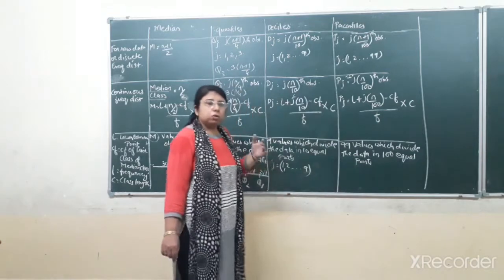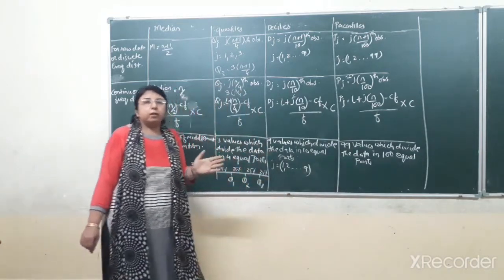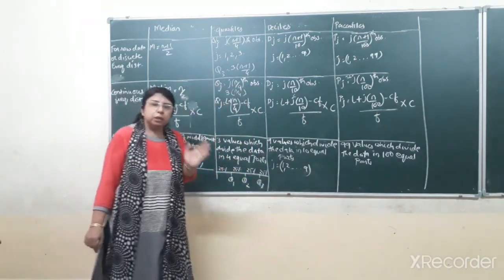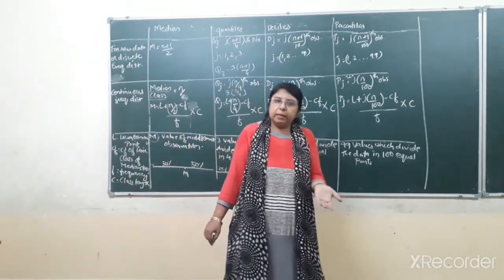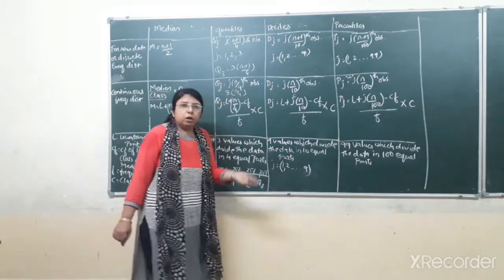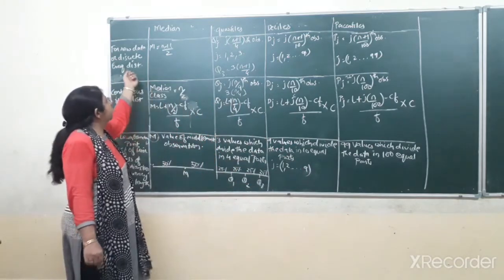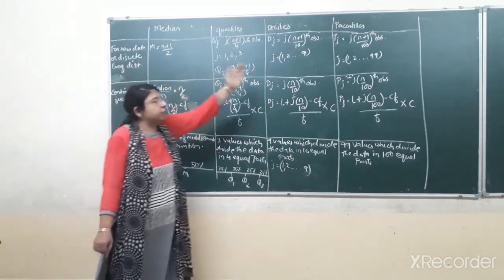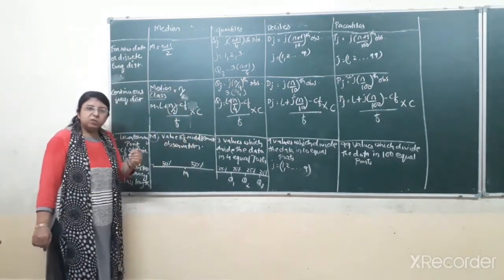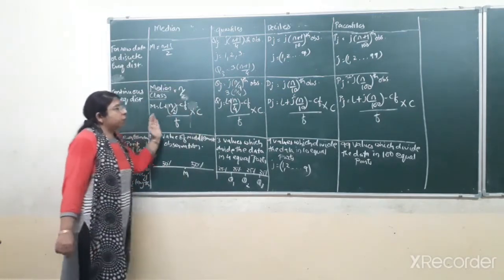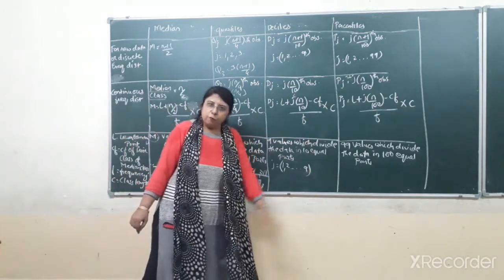Okay. So this way you have to find the value of median, quartile, deciles and percentiles by applying the given formula. If the question is related to raw data or discrete frequency distribution, then you will apply the above formula. And if the question is related to continuous frequency distribution, then you have to apply the below mentioned formula.